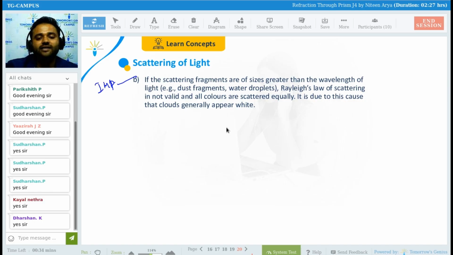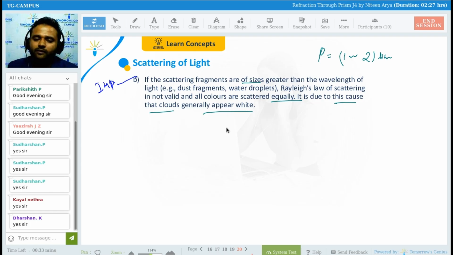The second important point is if the scattering particles are of size greater than the wavelength, meaning the particle size is greater than 0.8, or you can say between 1 to 2 micrometer. Then Rayleigh law of scattering is not valid and all colors are scattered equally. It is due to this cause that clouds generally appear white.